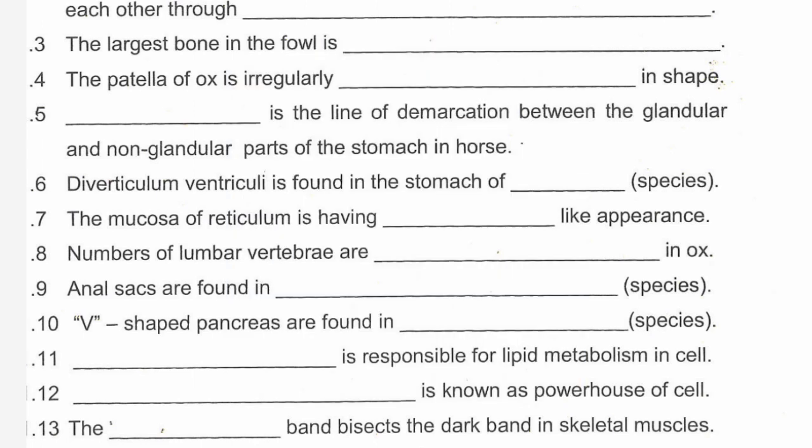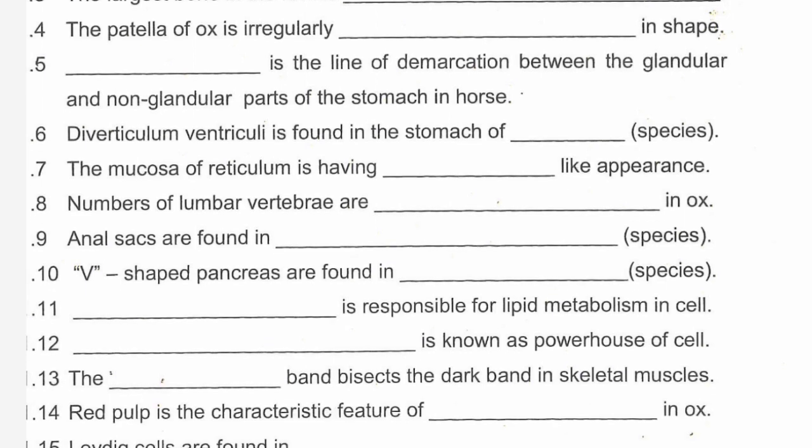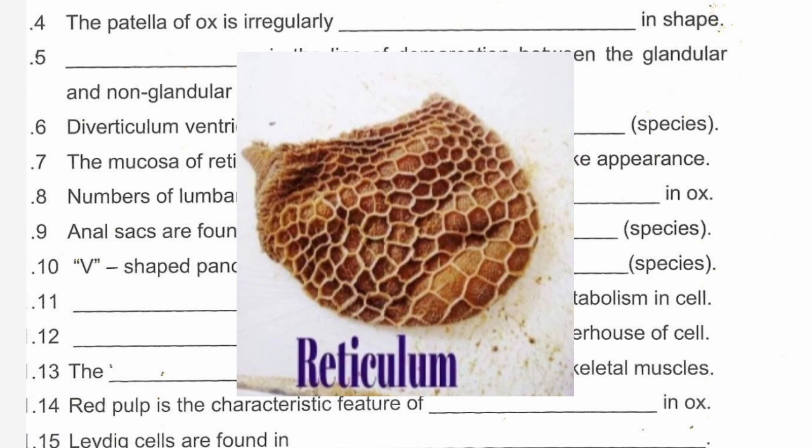Sixth fill-up is: diverticulum ventriculi is found in the stomach of which species. So the answer of this question is for you. You have to tell the answer in the comment section for this question. Then the next question is question number 7. The mucosa of reticulum is having dash like appearance. So we all know the reticulum has a honeycomb like appearance.